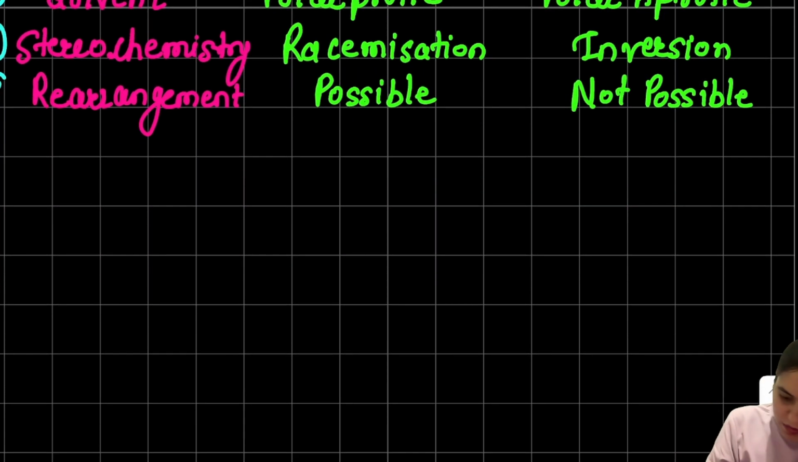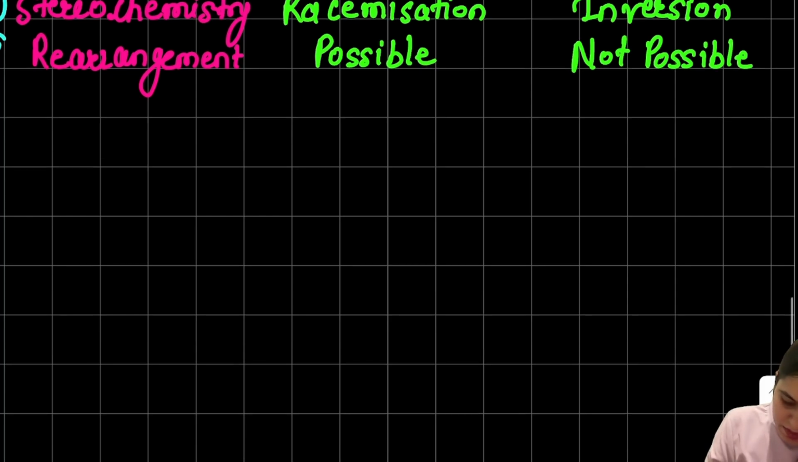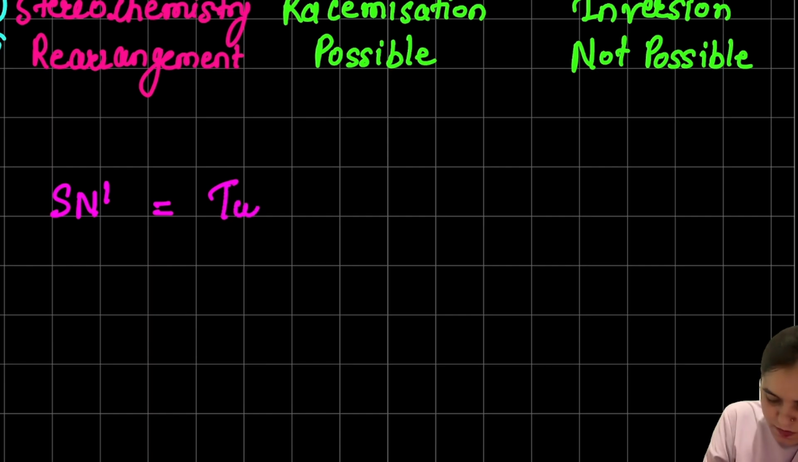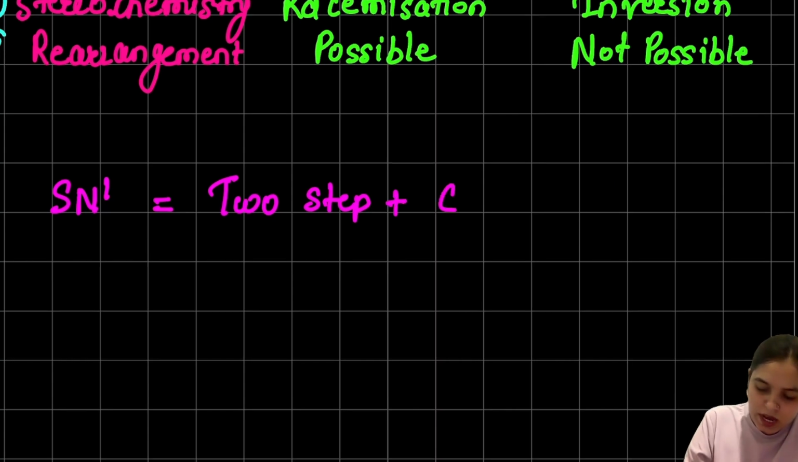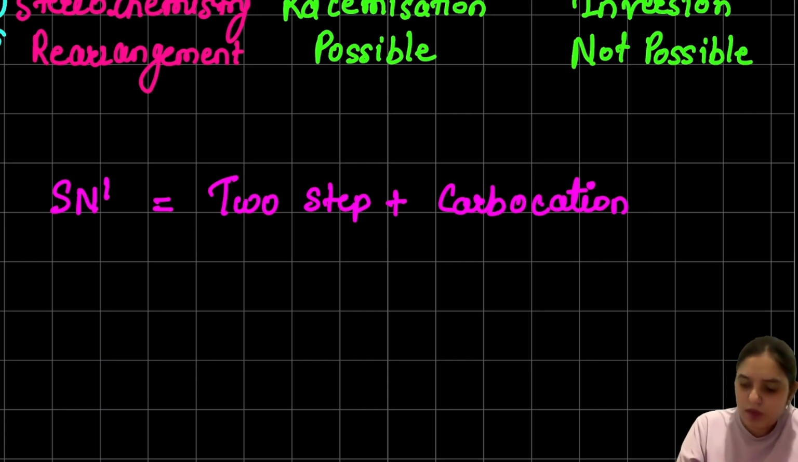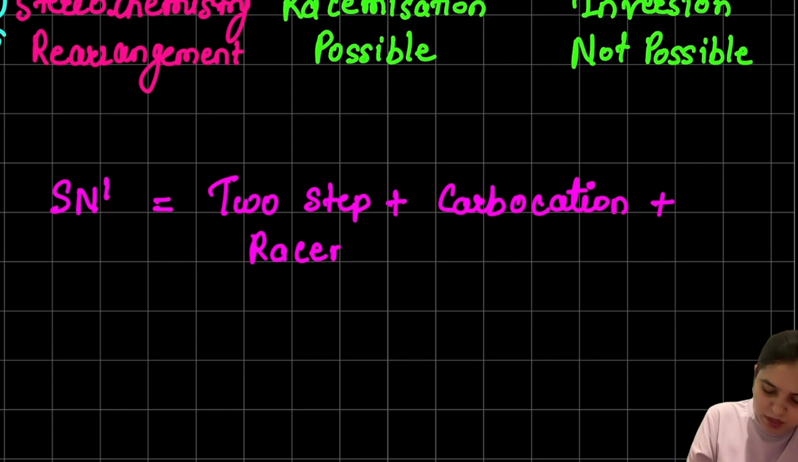So, SN1 is a two-step reaction. A carbocation is formed, plus a racemization product is formed in the SN1 reaction.